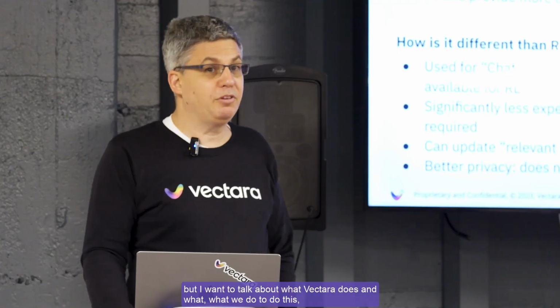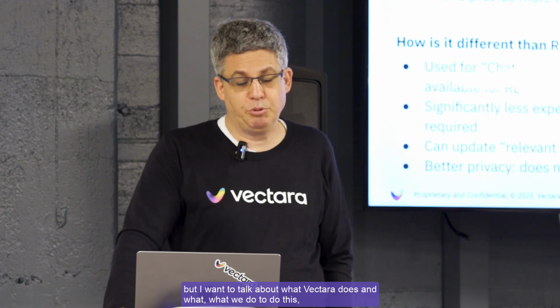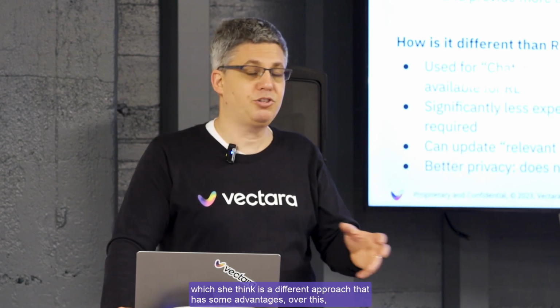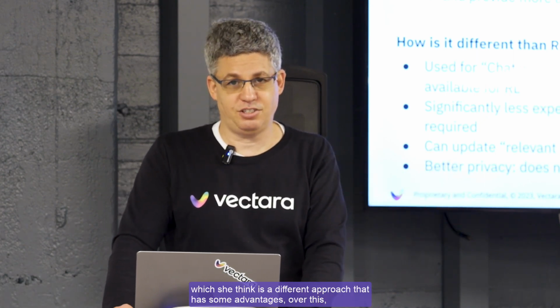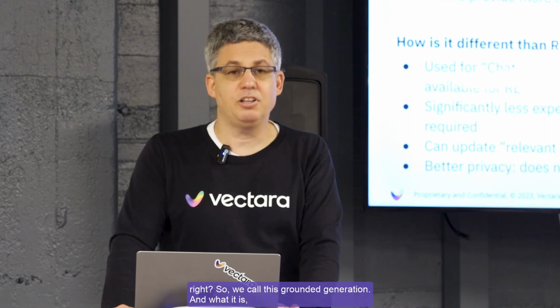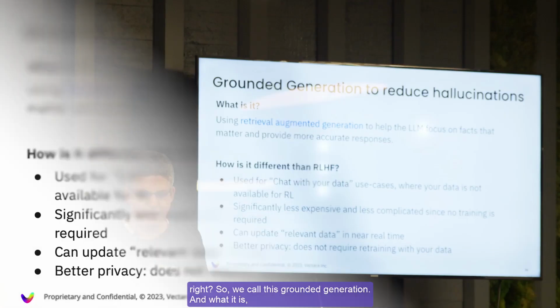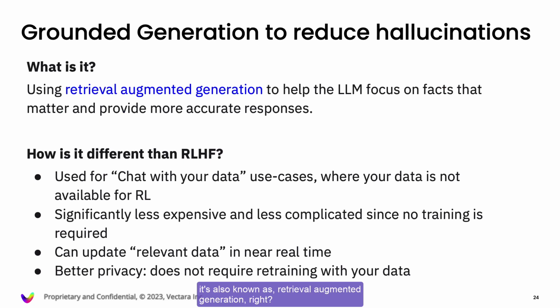But I want to talk about what Vectara does and what we're going to do, which I think is a different approach that has some advantages over this, right? We call this grounded generation. It's also known as Retrieval Augmented Generation, right? It helps the LLM focus on the facts that matter and provide a more accurate response. So I want to show you how that works.